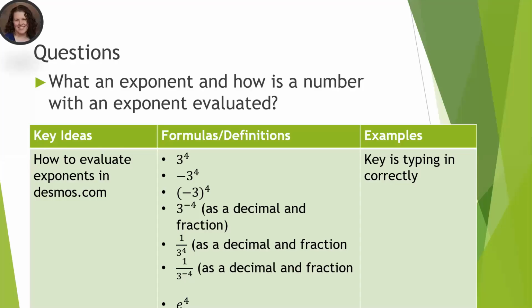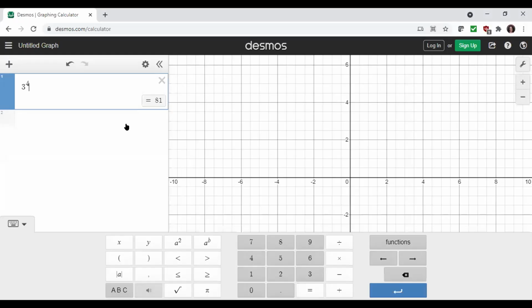The next one we have is negative 3 to the 4th power. The reason I like Desmos is because when you're doing things like this, it's easy to mix up your order of operations, and Desmos always gets it correct. So negative 3 raised to the 4th power is negative 81.